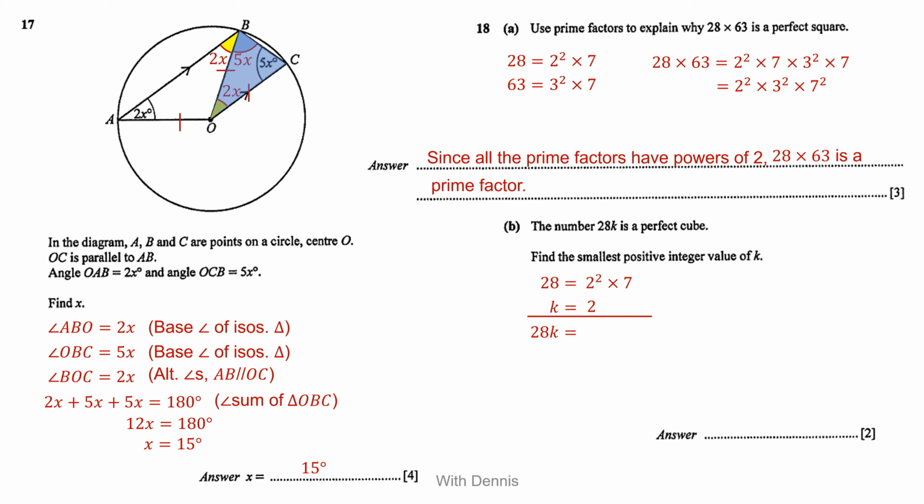So we look at the first factor, 2 square. The k has to be a 2 here, so that it will be 2 cube for 28k. Similarly, for 28 we have a factor of 7, and k has to be 7 square, so that 28k will have a factor of 7 cube. And then as you can see, the prime factors here all have powers divisible by 3. Hence, the k will be 98. Answer, k equals 98.